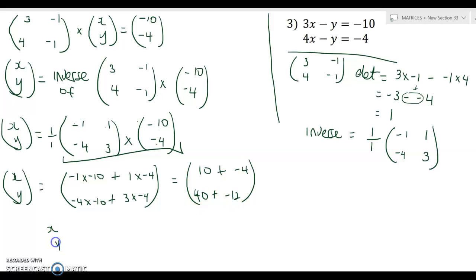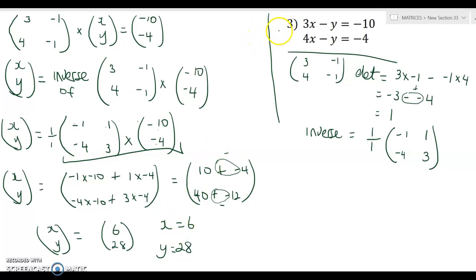So therefore xy, we get 10 minus 4, which is 6. And then we have 40 minus 12. So that will give us 28. Yes. Right? So x is 6 and y is 28. Now, again, you could substitute your values into here when x is 6 and y is 28, and then you will realize, okay, you'll get minus 10 and you will get minus 4 when you substitute in the two equations, right? So try them out.